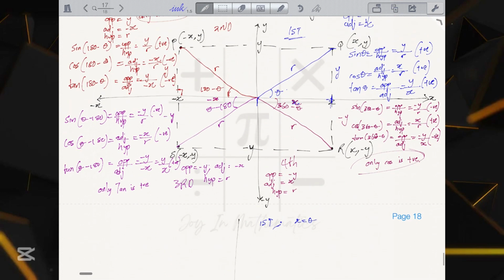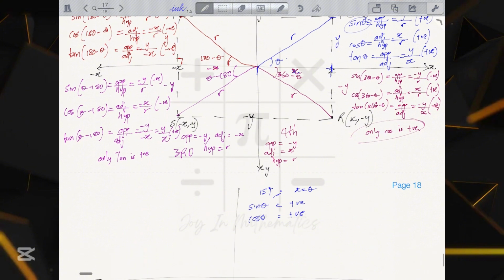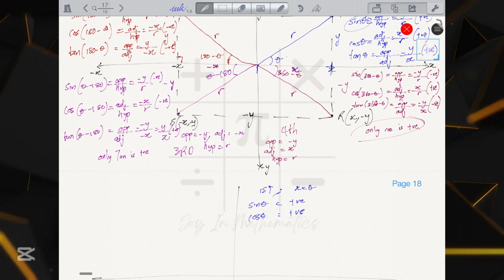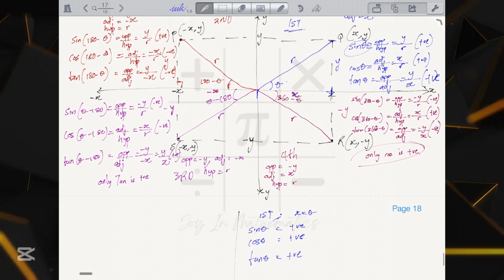we understand fully from here that sine theta is positive, cos theta is positive, and likewise tan theta is positive. Let's move on to the second quadrant.